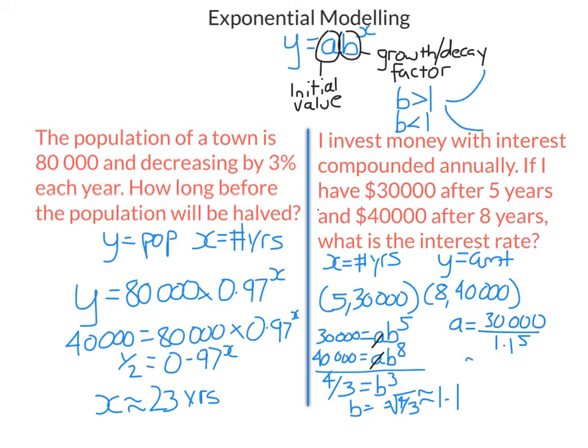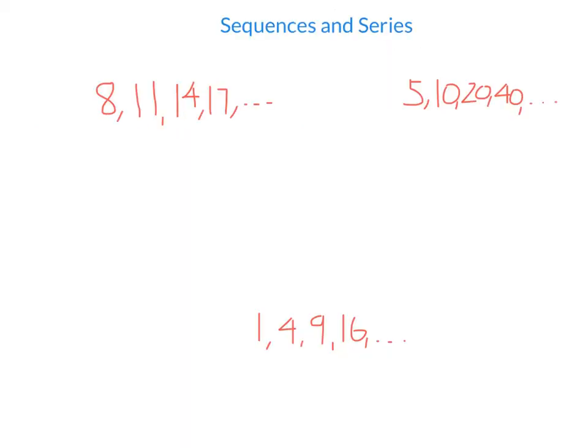So A would be about $18,573. So this is the initial amount. It increases by 10% each year. So you'll have $30,000 after 5 years and $40,000 after 8 years. So that's all for indices and exponentials. Let's move on now to sequences and series.